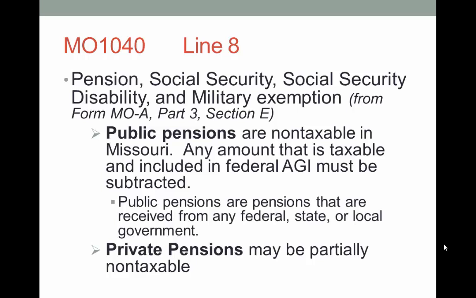So we need to make sure that the software is doing the correct calculation. I believe it will automatically pull through Social Security that is listed on the federal return. However, for public pensions and military pensions, it won't. Again, we're not doing military returns at the site, so you don't have to worry about the military exemption. But the pension for public employees, we do have to worry about. And this is something that does not automatically pull because the software doesn't know about this. So we actually have to go in and make a physical adjustment on the Missouri return.